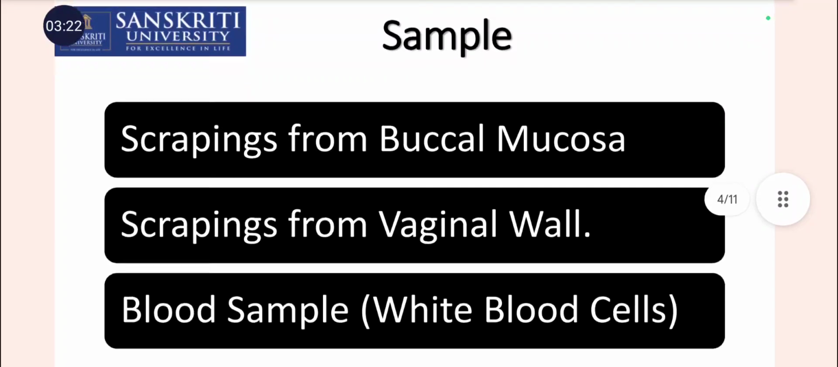Now how can we demonstrate the bar bodies? What samples are required? The samples required are a scraping from the buccal mucosa, a scraping from the vaginal wall, and a blood sample can be taken, where in the blood sample white blood cells are mainly preferred because other cells have no nucleus. RBC has no nucleus, platelets have no nucleus. So white blood cells, which are one of the largest blood cells, are preferred, where the nucleus is clearly visible.